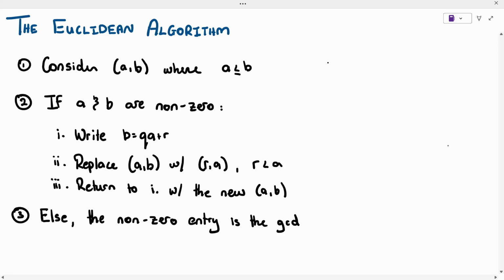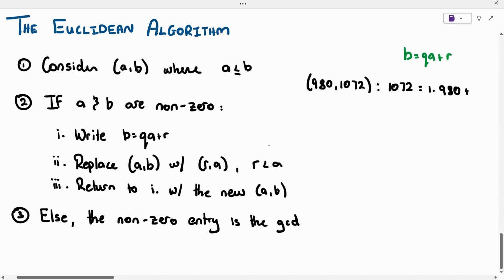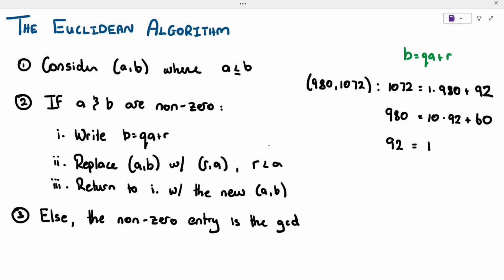So we start off with our pair 980 and 1072. These are the numbers we want to find the GCD of. Writing in the form b is equal to qa plus r, we have 1072 is 1 times 980 plus 92. Then we take 980, we write that as 10 times 92 plus 60. We take 92, we write that as 1 times 60 plus 32.